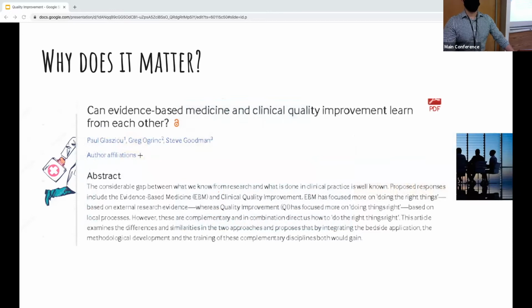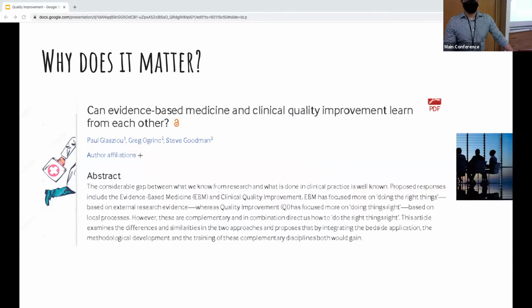Lastly, there's this idea of the parallels between quality improvement and evidence-based medicine. The idea of evidence-based medicine is about doing the right thing for the patient. We want to make sure that we're ordering the right labs, doing the right imaging, and also giving the patient the right medications, or not giving them if they're not indicated.